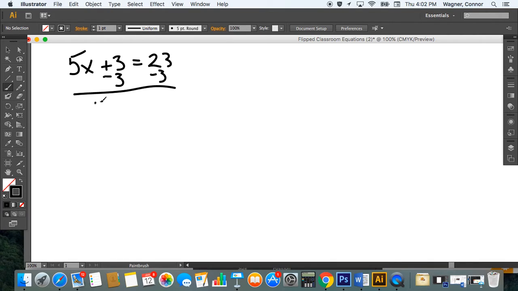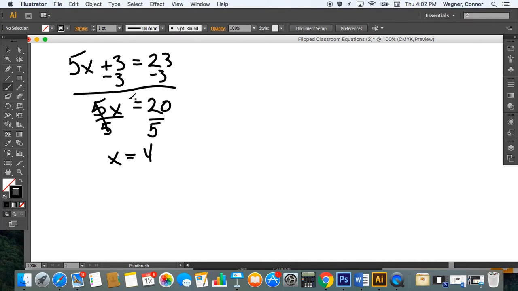I'm doing this quickly because you should be pretty familiar with this by now. And once we get to this point, 5 times x equals 20, so the inverse of multiplication is division. We divide both sides by 5. 5 over 5 is 1x, so we're left with 1x here. And on the other side, 20 divided by 5 is 4. So we know that x equals 4.